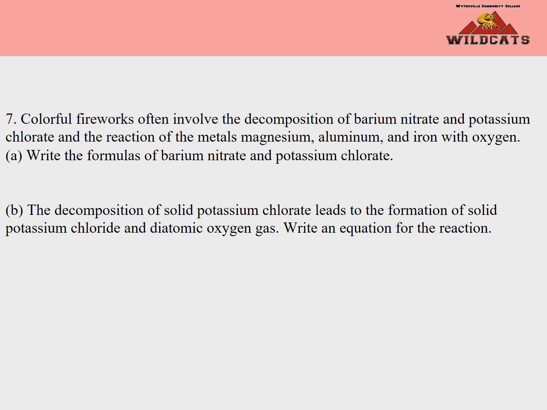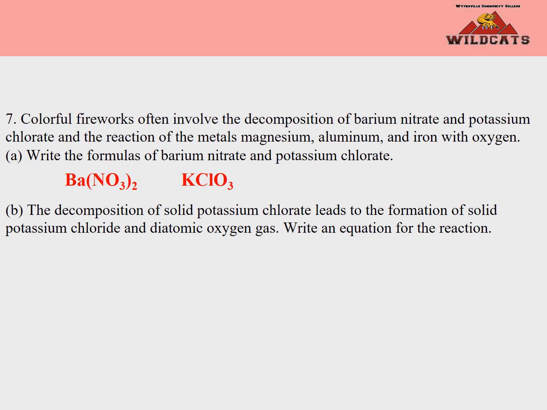So on this one, we've got colorful fireworks, and we want to write the formulas for barium nitrate and potassium chlorate. So we go get the polyatomic ions from the chart on the back of the periodic table. And barium nitrate, barium's +2 and nitrate's -1. Potassium is +1 and the ClO3 or chlorate's -1.